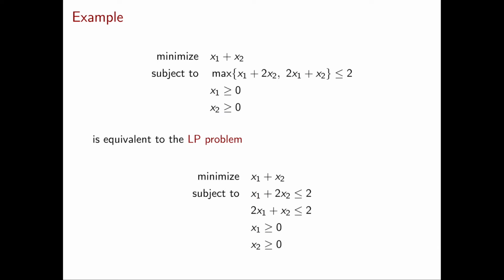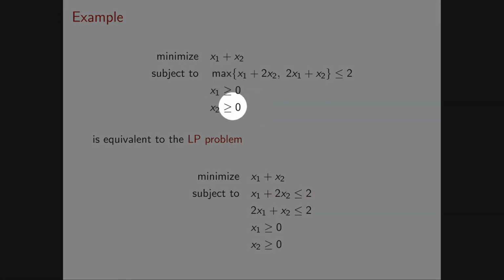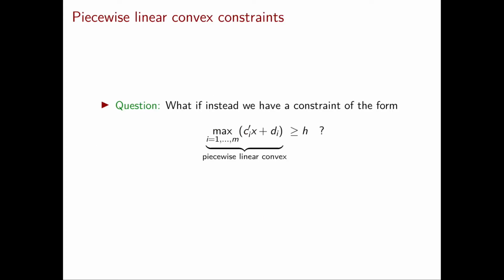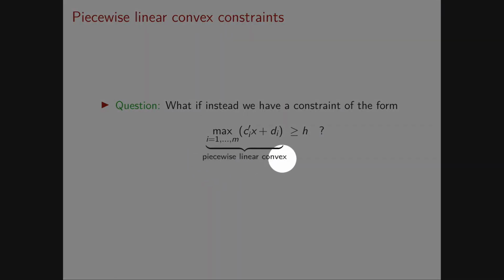Formally, we should prove that these two optimization problems are equivalent. We know how to do that, but in this case it's really trivial because we know that the feasible region is exactly the same among the two problems, and this immediately implies that they are equivalent because they have the same objective function. So we just understood how to write in a linear programming problem inequalities of the form piecewise linear convex function less than or equal to h.